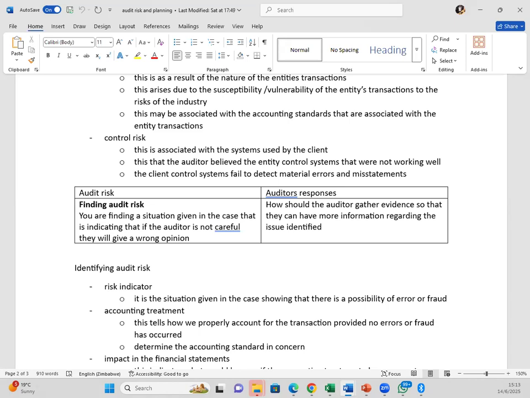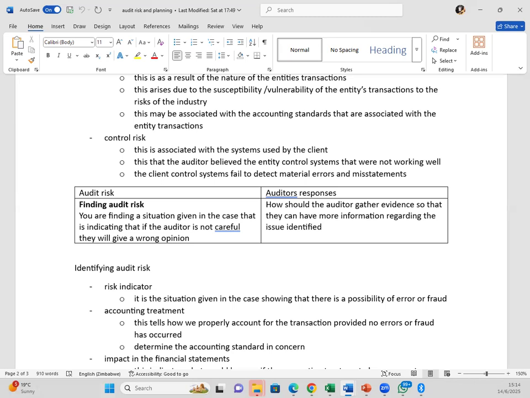After we've identified the audit risk, we are also supposed to come up with the auditor's responses. The response tells us what the auditor should do so that they can identify the errors and fraud. How should the auditor gather evidence to confirm that everything has been dealt with properly? That is the auditor's response.